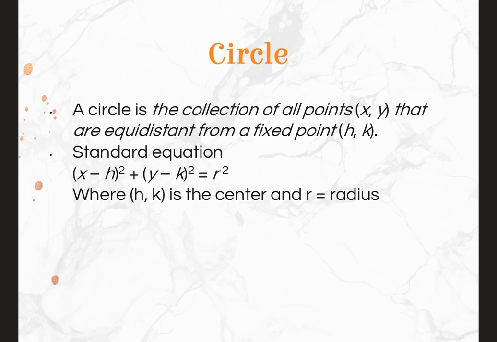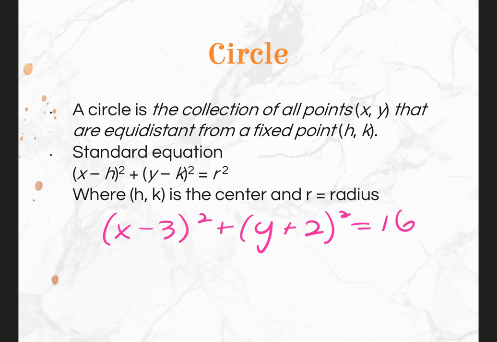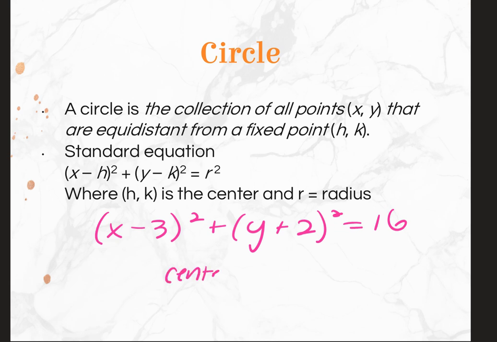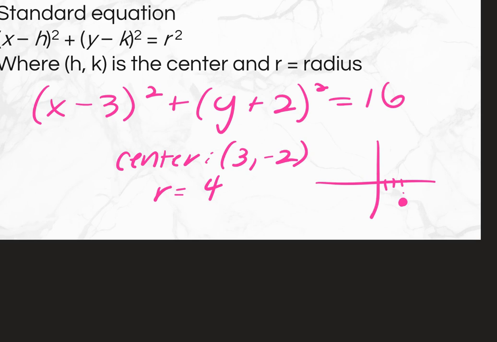A circle is the collection of all points x, y that are equidistant from a fixed point h, k. The standard equation for the circle is x minus h squared plus y minus k squared equals r squared, where h, k is the center and r is the radius. So if it had said x minus 3 squared plus y plus 2 squared equals 16, what is my center? Not negative. We switch it, right? 3, negative 2. Center would be 3, negative 2, and my radius? 4. Good. And if I needed to graph that, I would go right 3, down 2, make my center. And then I would literally count up 4, right 4, down 4, left 4, and draw, to the best of your ability, your circle.